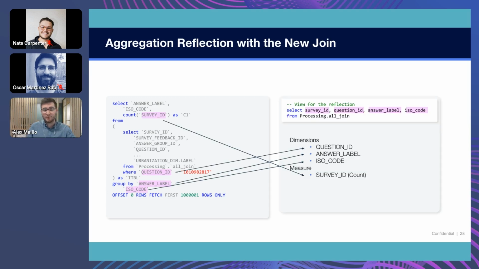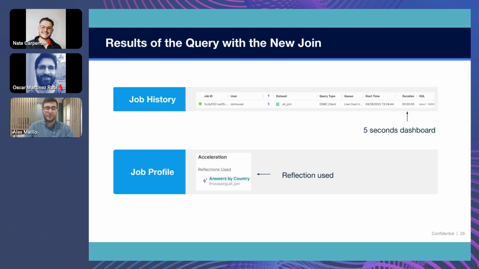The same way we did before, we create a view to have a reflection with these fields. Then we select each of the fields as dimensions or measures. And finally, we can run the query again and check the job history in Dremio to see that the reflection is being used, as well as the time it takes to be executed. In this case, we see it takes 5 seconds to execute the query. And if we compare these 5 seconds to the previous 18 seconds, we can say that we have lowered the runtime thanks to this aggregation reflection.